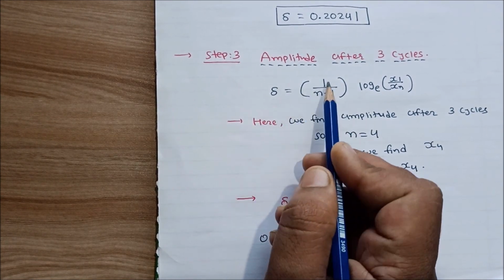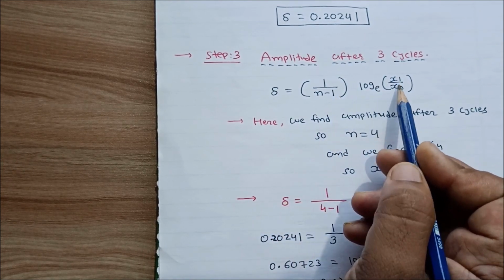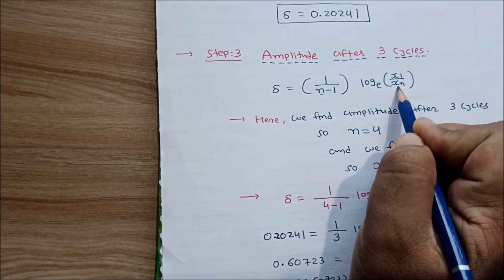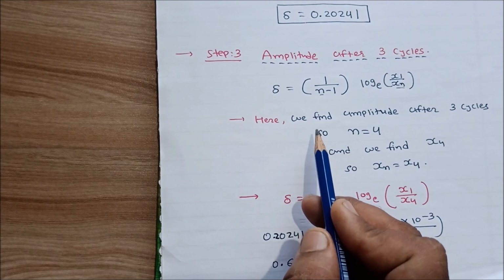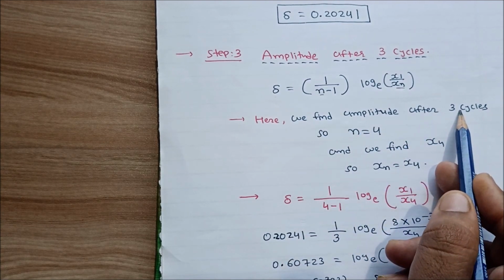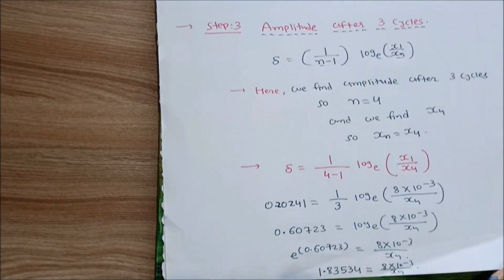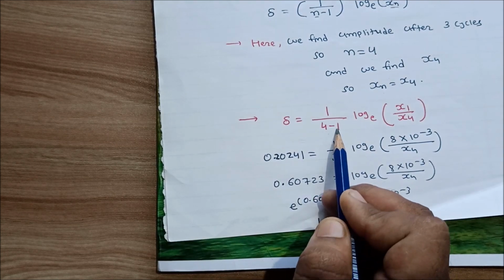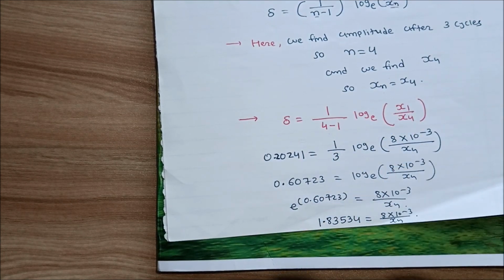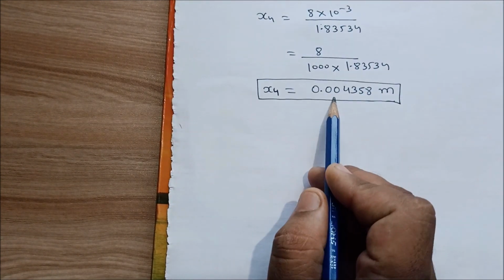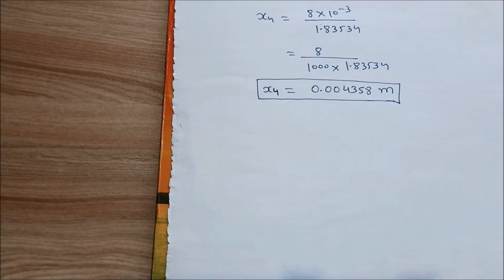In the next step, we have to find the amplitude after 3 cycles, that means the value of x4. The equation is delta is equal to 1 divided by n minus 1 log e base x1 by xn. After 3 cycles, n is equal to 4 and xn is x4. So delta is equal to 1 upon 4 minus 1 log e base x1 by x4. Put all the values and solve this equation. We get x4 is 0.004358 meter. So in this way you can easily solve these numericals. Thank you.